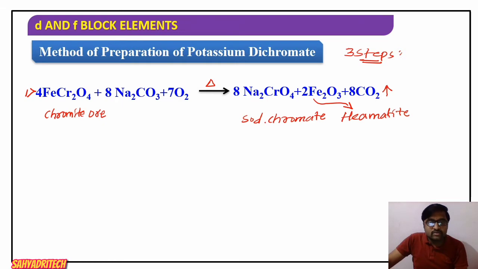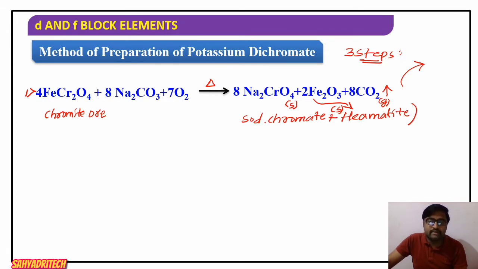Now, the sodium chromate formed is a solid. Fe2O3 is also a solid. And what about carbon dioxide? Carbon dioxide is a gas. So we got a mixture of products here: one is sodium chromate, the second is hematite, or I can say iron oxide, and the third is carbon dioxide. Since carbon dioxide is a gas, it will escape and come out of the mixture. What remains behind? Sodium chromate and hematite.